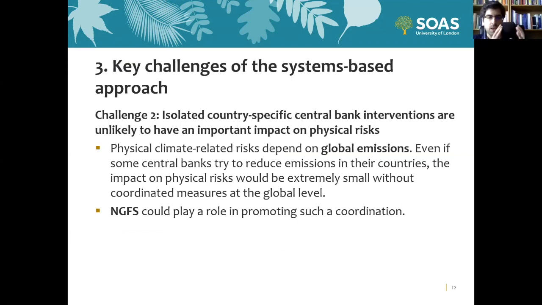Now, I will finish by referring to two challenges very quickly. The first is that if central banks decide to take action to reduce physical risks, we need coordination not only with other institutions, but also with other countries. Climate change is a global problem. If all central banks want to reduce their carbon footprint, this has to take place at the same time. Otherwise, the contribution to the reduction of emissions will be very low. And in my view, since we now have the NGFS, which is a great network, there could be potential for the NGFS to coordinate such actions.